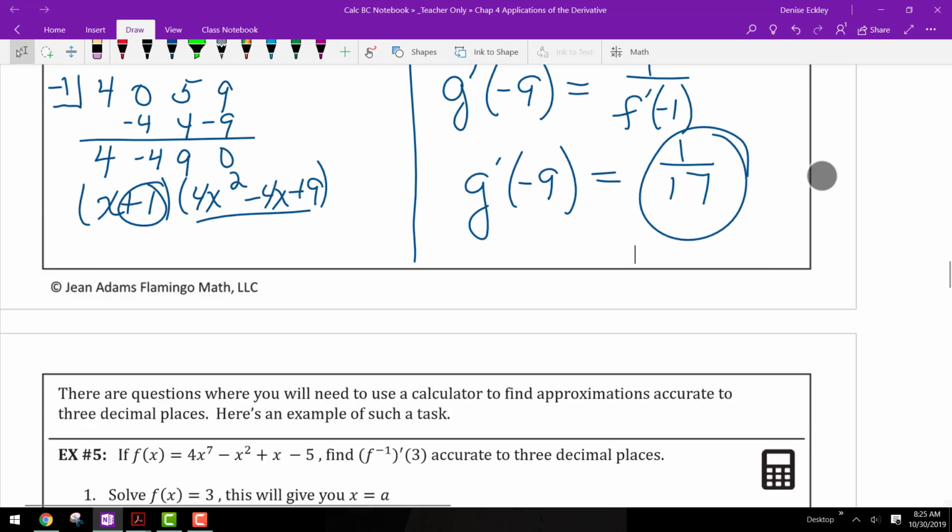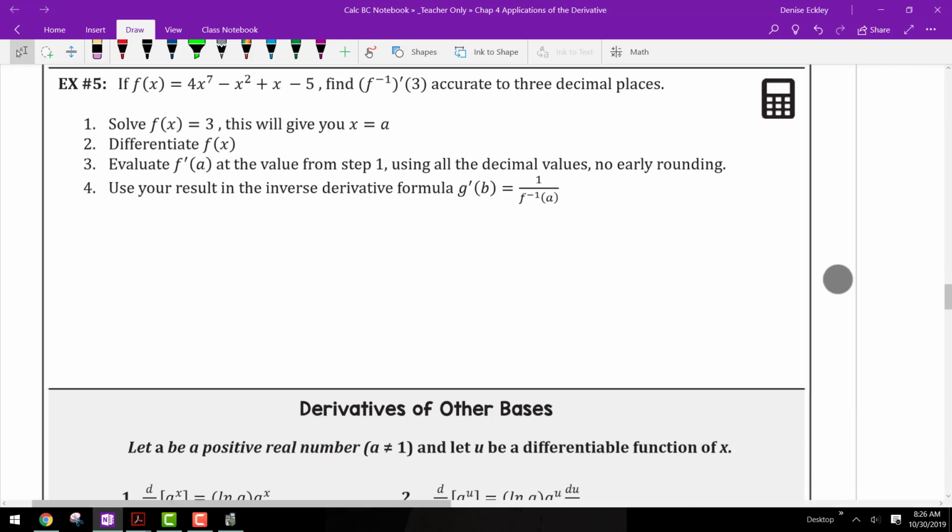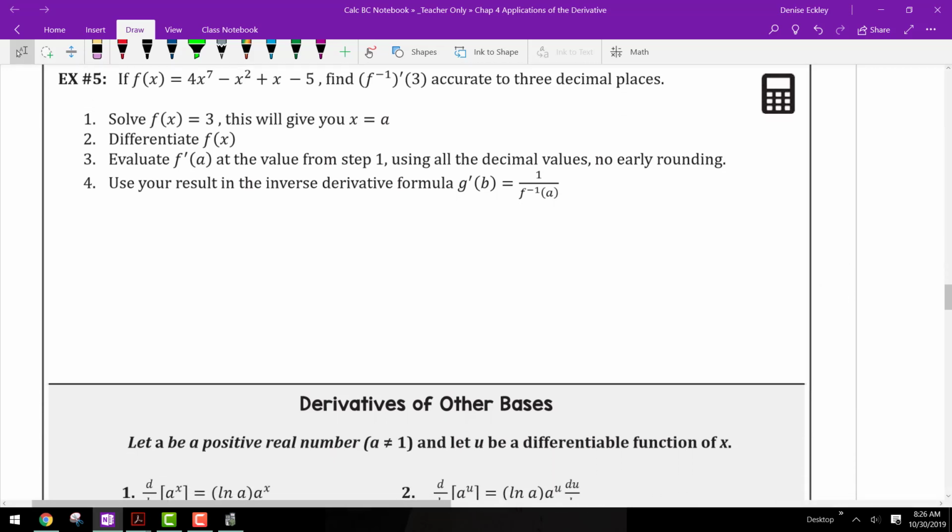Okay, so let's do another one of those. There are questions when you need to use a calculator to find approximations accurate to 3 decimal places. Here's an example of such a task. Example 5. If f of x equals 4x to the 7th minus x squared plus x minus 5, find f inverse prime of 3 accurate to 3 decimal places.